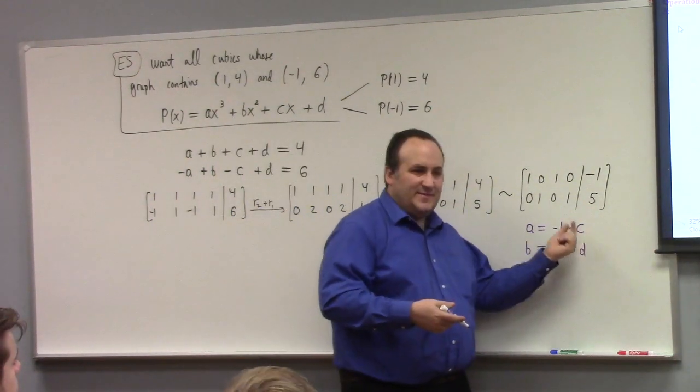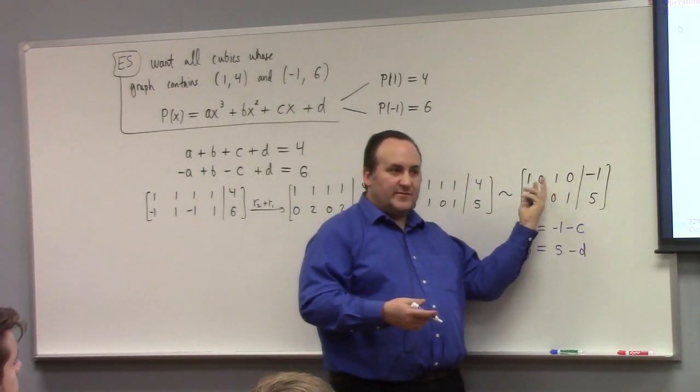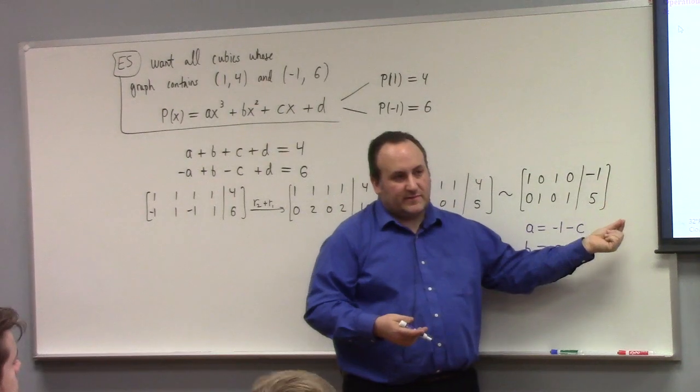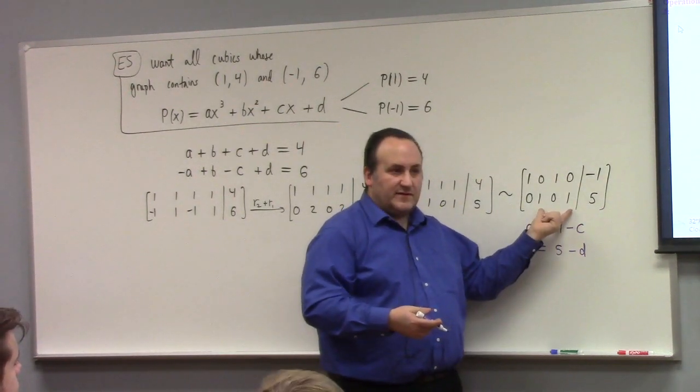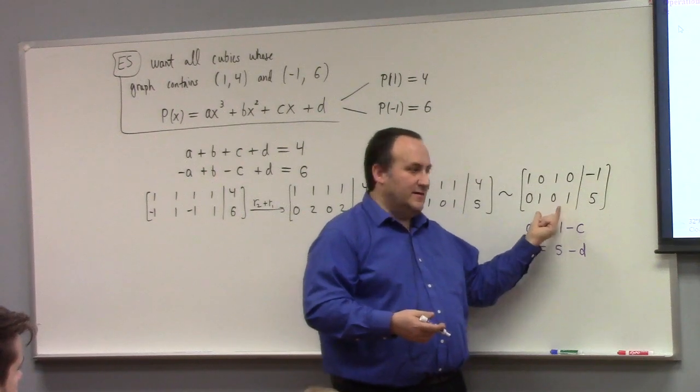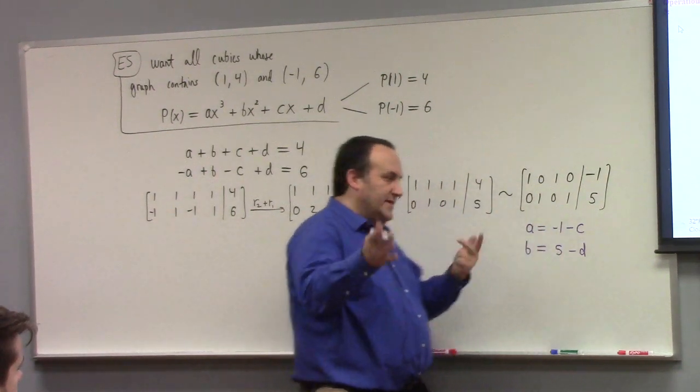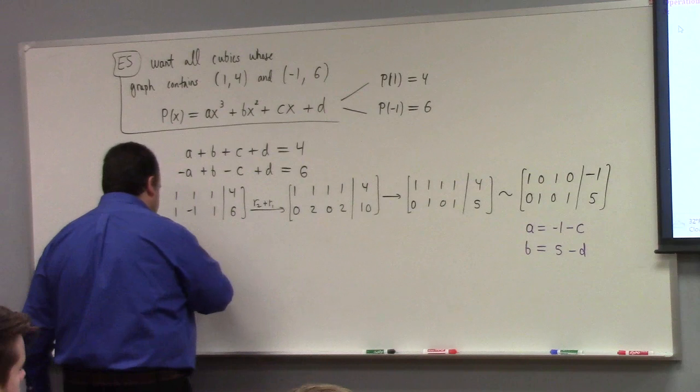I'm writing minus C because it would be plus C in the original equation, but I move it to the other side to give me a minus. And here, it would be plus D if I just wrote down this equation directly, but I want it on the other side, so it gives me a minus. Altogether, then, what's our solution?